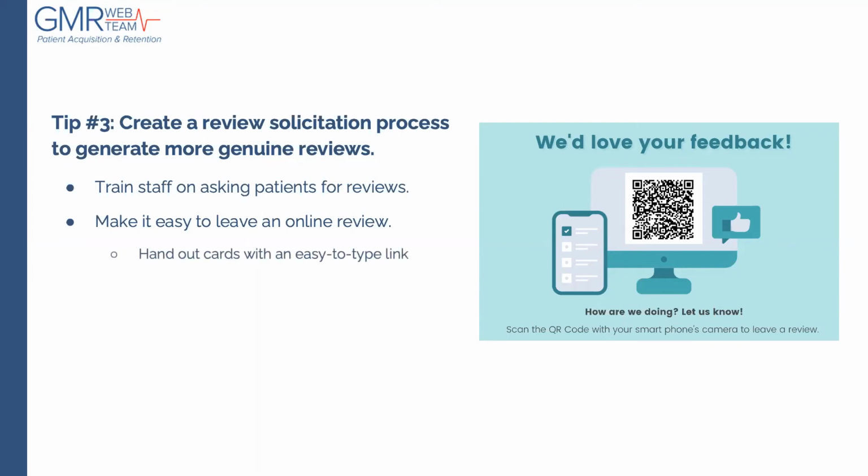So for example, you can hand out cards with an easy to type link to your Google profile or your Healthgrades profile. We really recommend using QR codes. And this is especially popular nowadays from COVID. When you go to a restaurant, you can scan the menu on a QR code. So do the same. You can link it out to your Google profile, WebMD, and places like that.